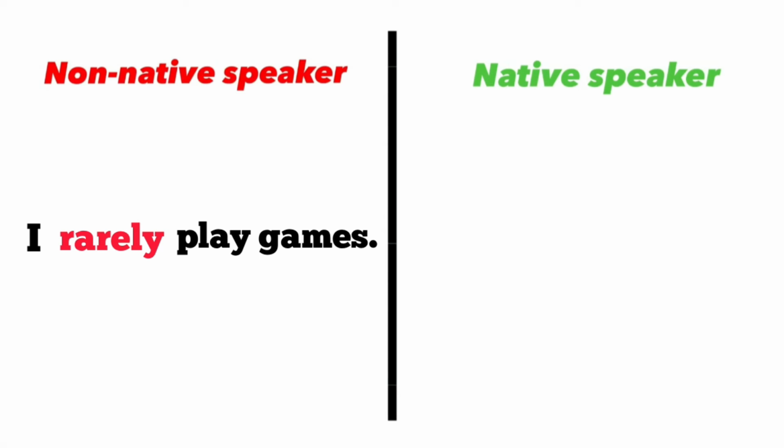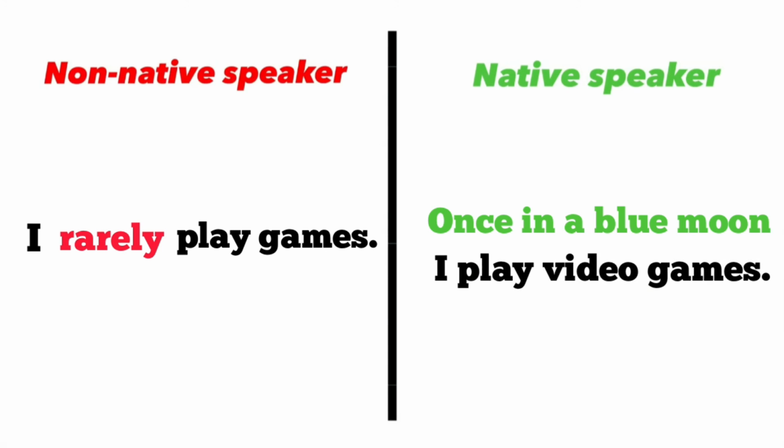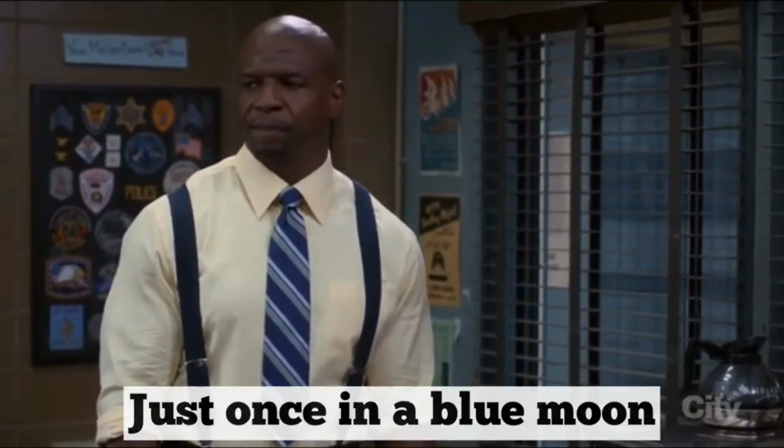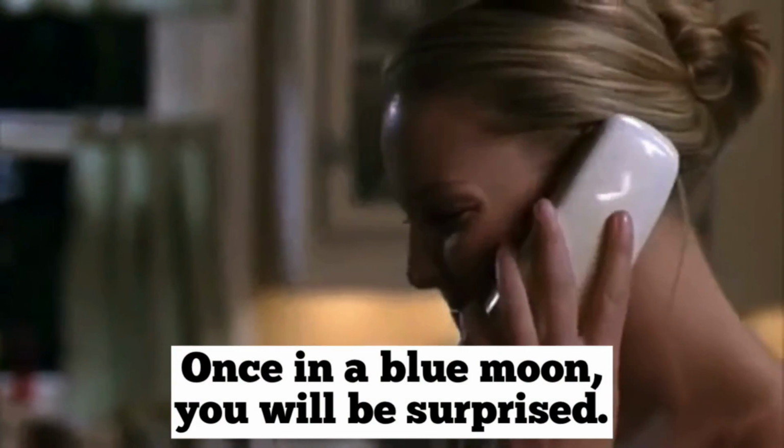The next lesson that we are going to talk about is not a sentence, it is an adverb. And the adverb is rarely. For example, I rarely play games. Well, in these situations, isn't it better to use other ways instead of this adverb of frequency? For example, you can say once in a blue moon. For example, once in a blue moon I play video games, which means I don't play video games very often. Once in a blue moon, people will surprise you.